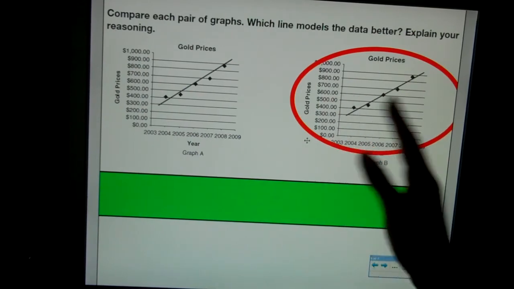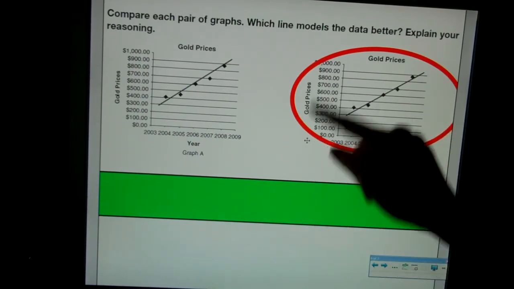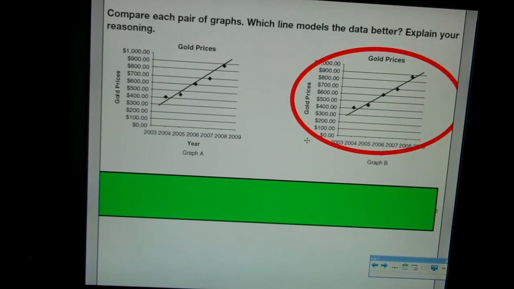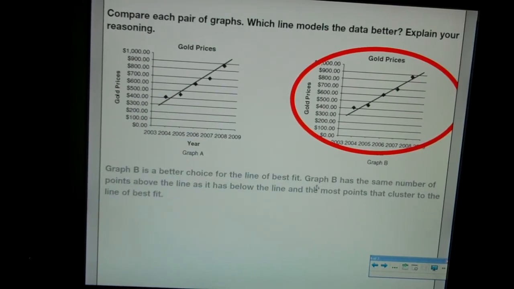Now, for gold prices, the year and gold prices, do these have a positive correlation or a negative correlation? Good, they have a positive correlation because as we go up in years, what also happens to the gold prices? It also goes up. So here's the answer for that. Okay, you can pause, take a minute and read that.